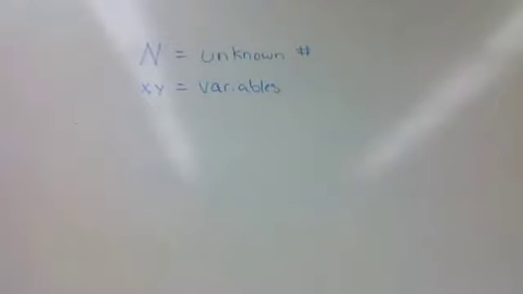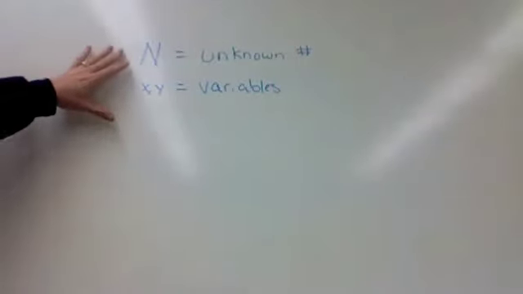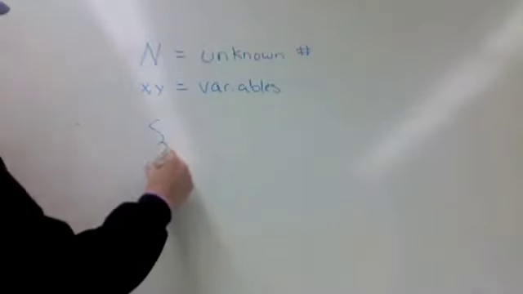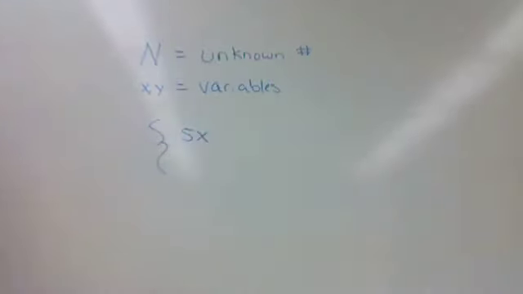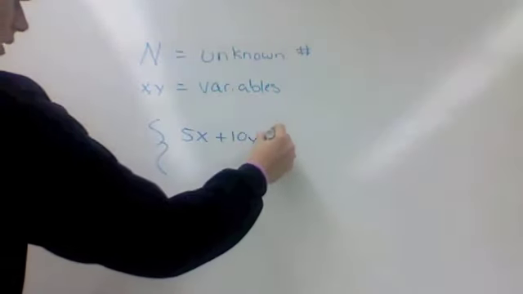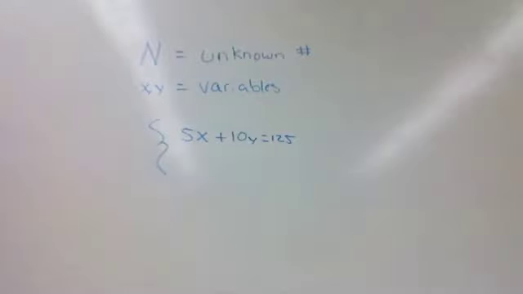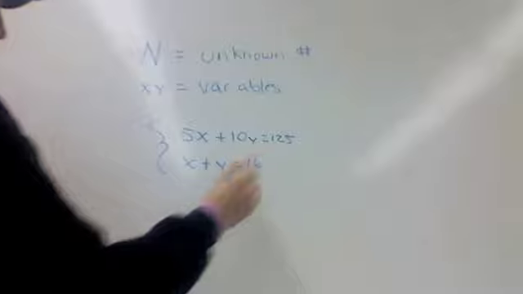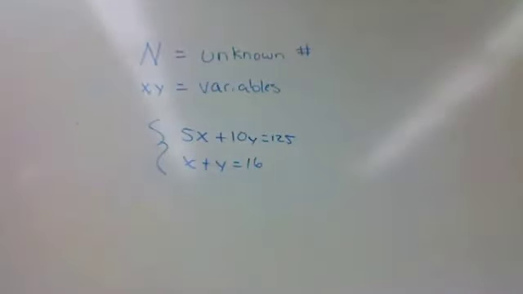So also in this lesson, we're going to talk about subscripted variables. In the past, a capital N represents some type of unknown number. But we've also used x and y as variables in systems of two equations. So you remember when we've had things like 5x plus 10y equals 125, and x plus y equals 16. We've obviously seen that x and y are the variables in this matter.